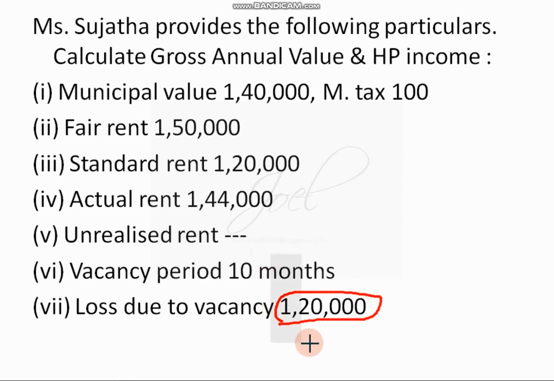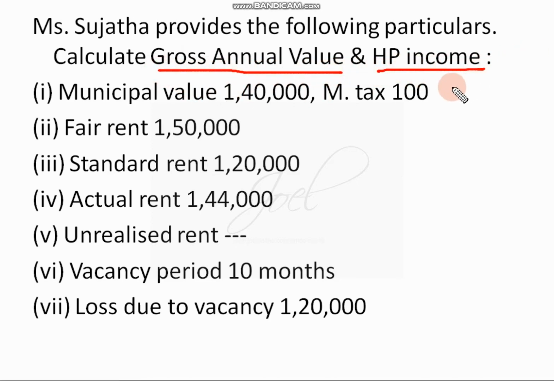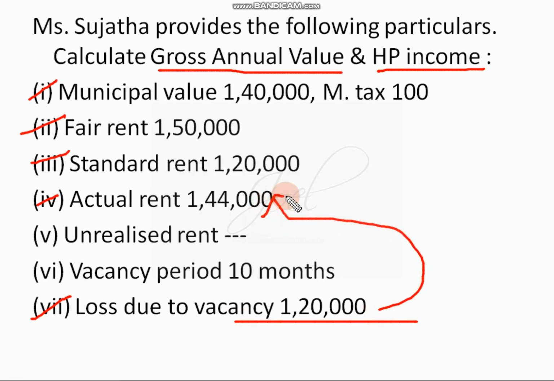Before going to the exact solution, we'll see the solution here. First of all, what is asked here? We have been asked to calculate gross annual value and house property income. To calculate gross annual value, what information is there? There is municipal value, fair rental value, standard rent, actual rent. Even there is one piece of information called loss due to vacancy. This we are adjusting with gross annual value. So now we'll see the problem.